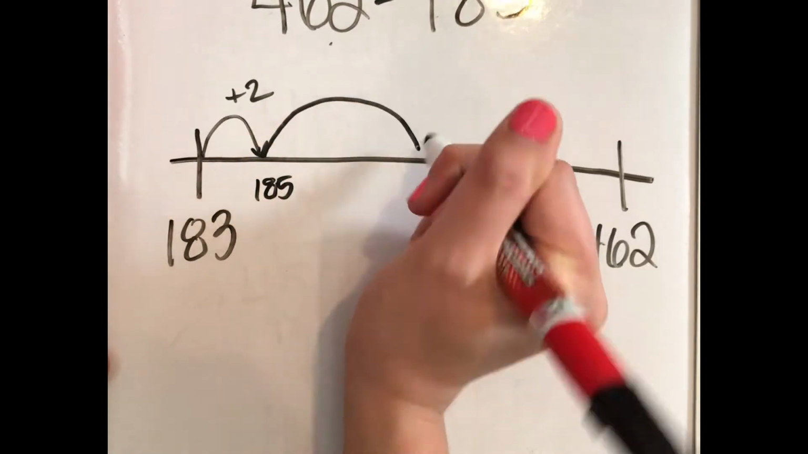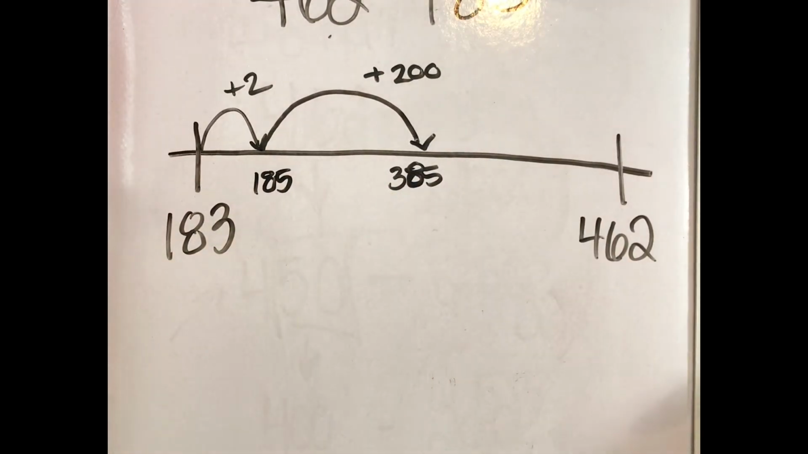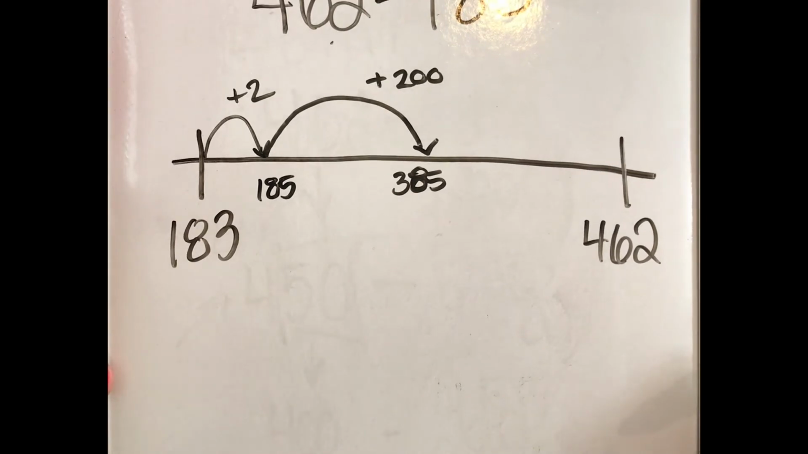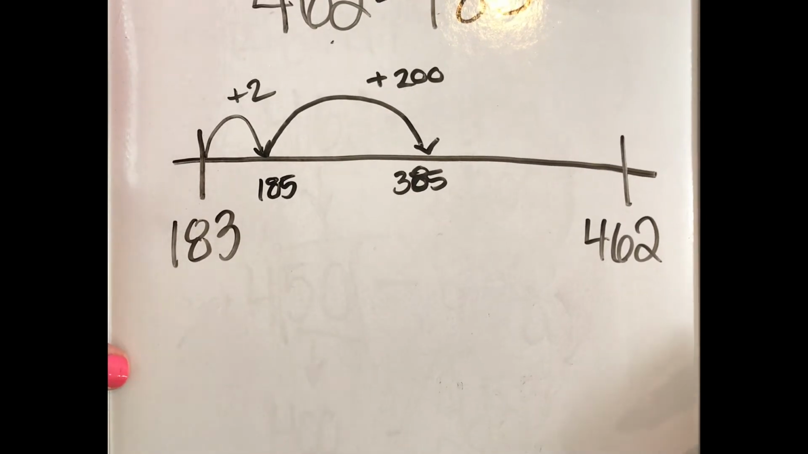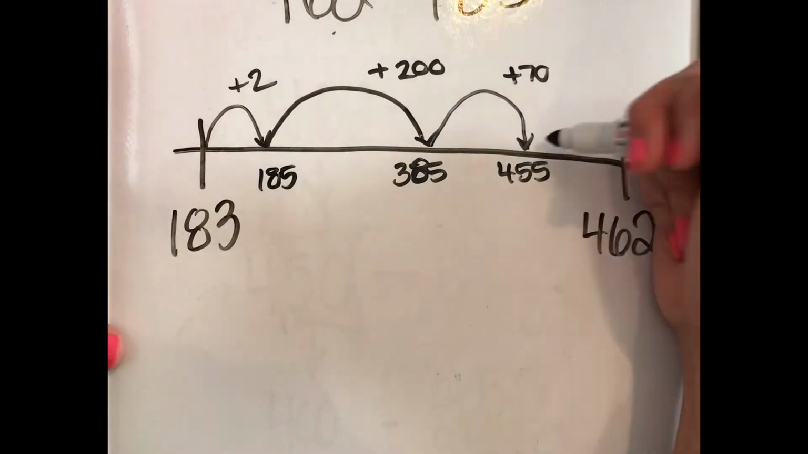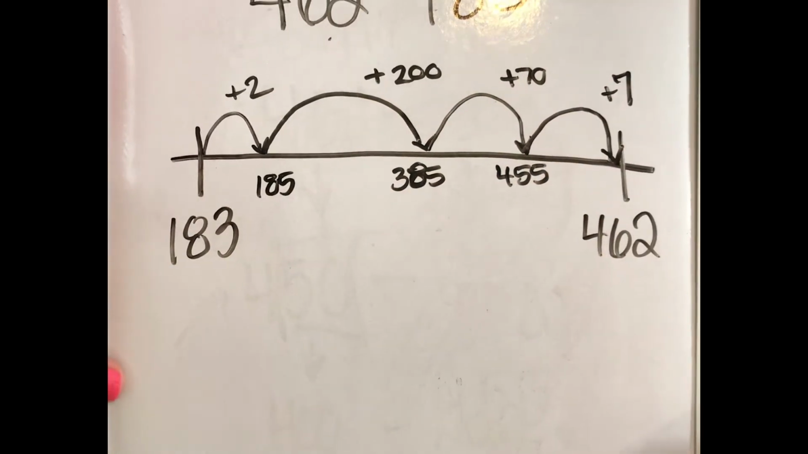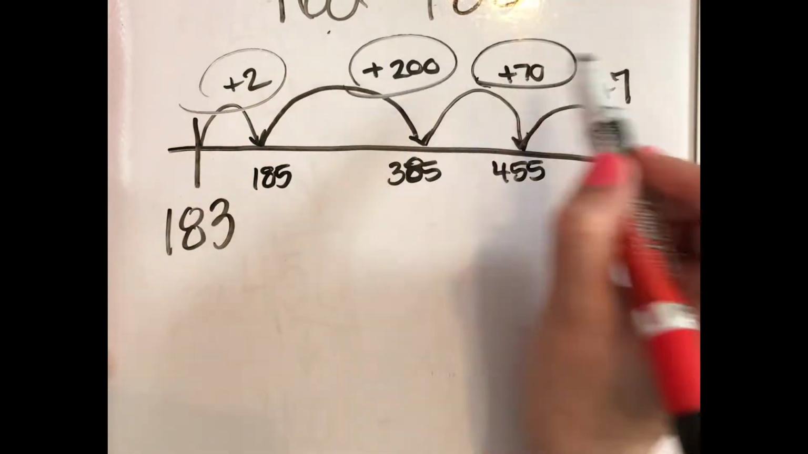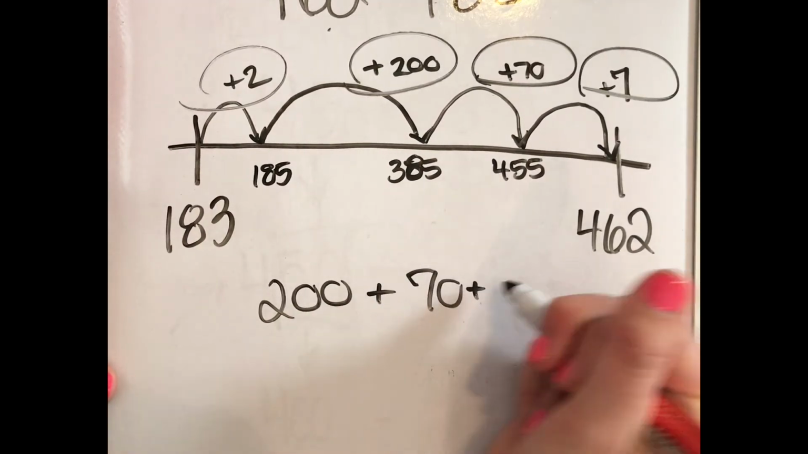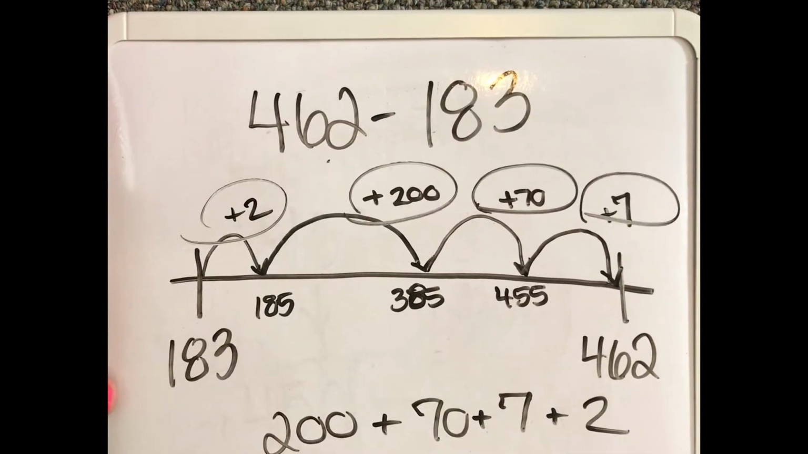Then we'll make a larger jump by adding 200. This will give us 385. Then we will add 70. This gives us 455. And last but not least, we'll add 7 more, which gives us 462. Again, we add up these numbers, and this will provide us with the solution to our subtraction problem, 279.